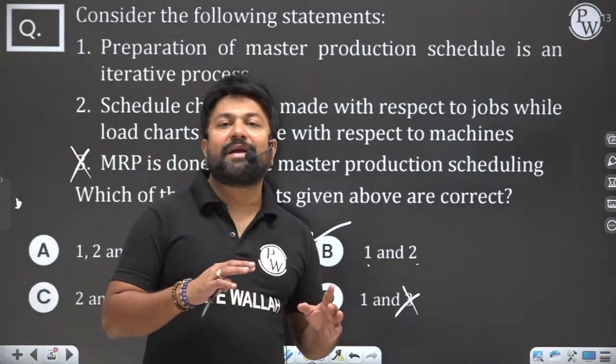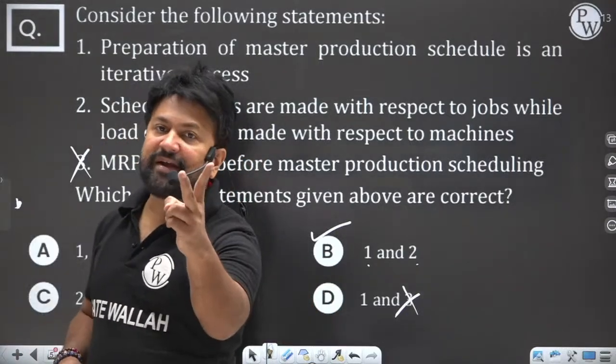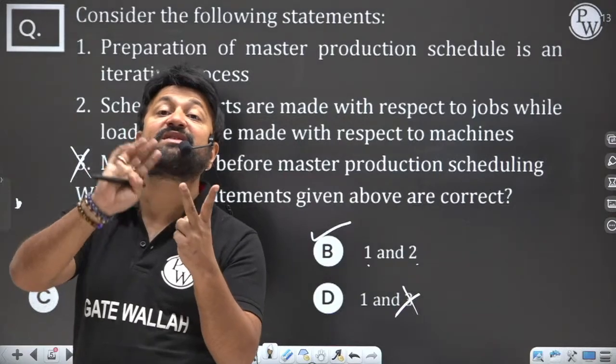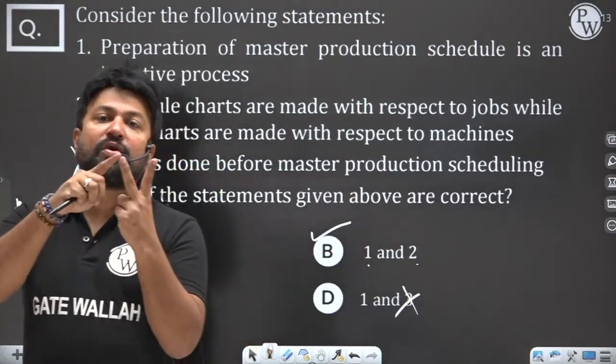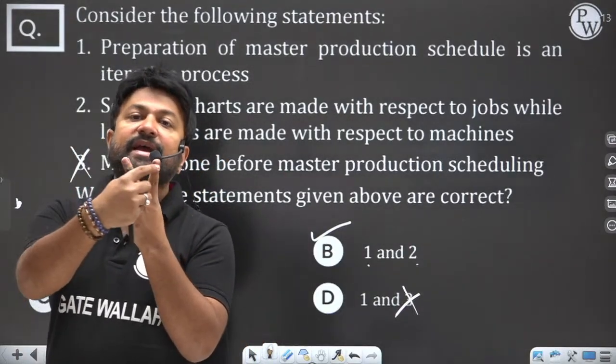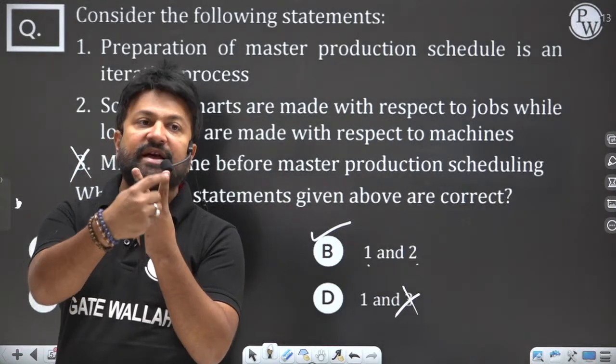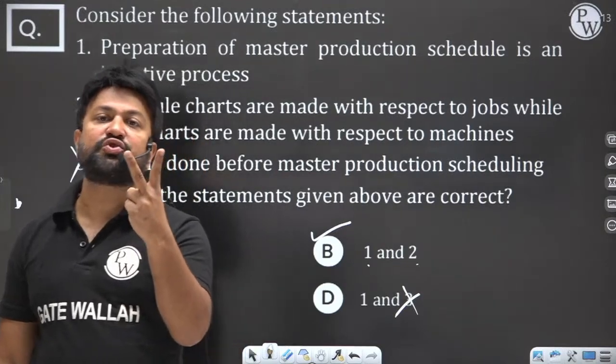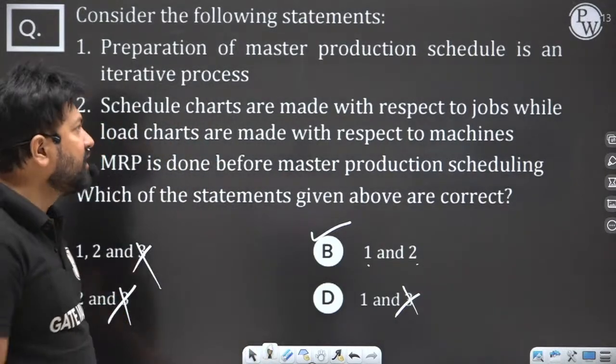My dear, you can answer the question in two ways. First, you know the answer exactly. If you don't know the answer exactly, then eliminate the options. This is the two ways by which you can attempt a question, right?